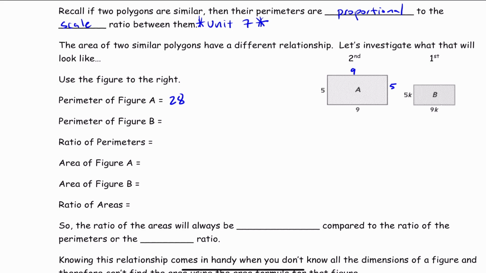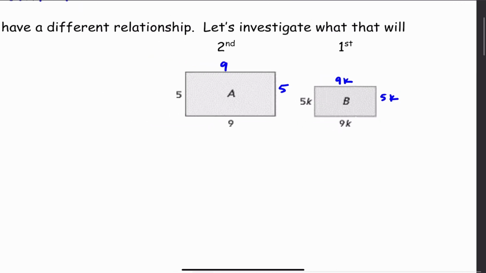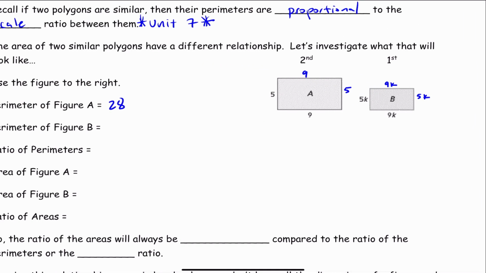Now to find the perimeter of figure B, okay, this side is 9 times k, so this side is also 9 times k. If this side is 5 times k, then that side is also 5 times k. So I'm going to add up all the sides here. It's 5k plus 5k plus 9k plus 9k. Basically, you're combining the like terms. How many k's are there? Well, there are 28 k's.